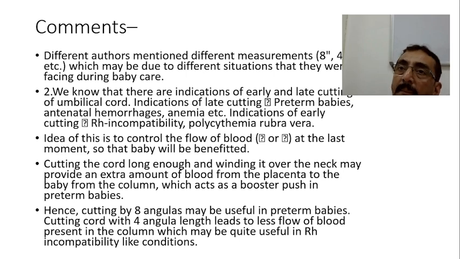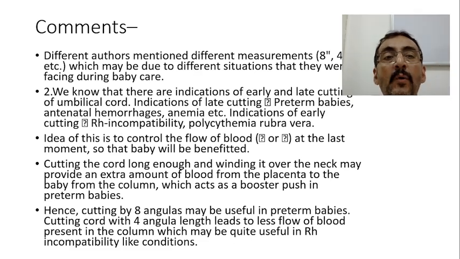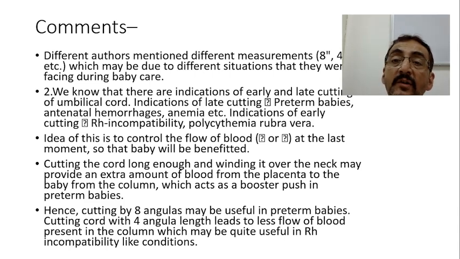Now let us have the comments on this. Different authors mention different measurements. Charaka, Sushruta, Vagbhata mention different measurements, isn't it? So 8 angulas by Charaka, 8 angulas by Sushruta, and 4 angulas by Vagbhata, which may be due to the different situations that they were facing during the baby camp. They have not specified it.